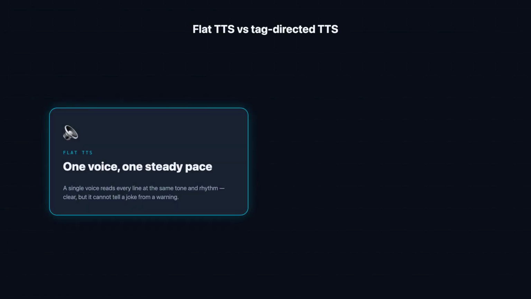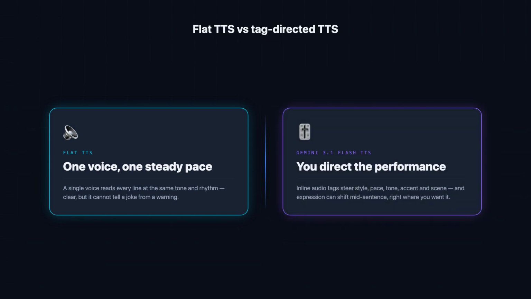First, let us see the gap this model is built to close. Traditional text-to-speech gives you a single voice reading at one steady pace. It might sound clear, but it cannot tell a joke from a warning. Every sentence lands with the same tone and the same rhythm, no matter what the moment calls for. You get correct words, yet the delivery stays flat, and that flatness is exactly what breaks the illusion of a real speaker. Here the model flips that script by letting you direct the performance.